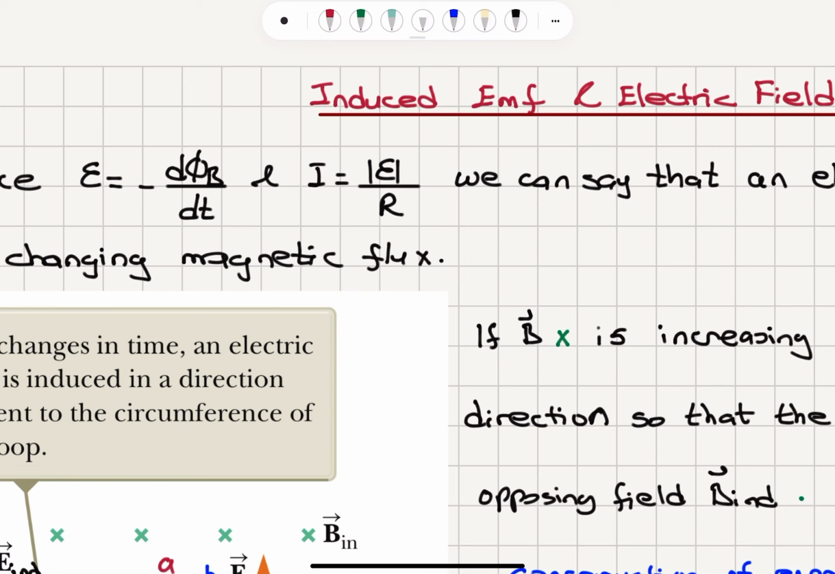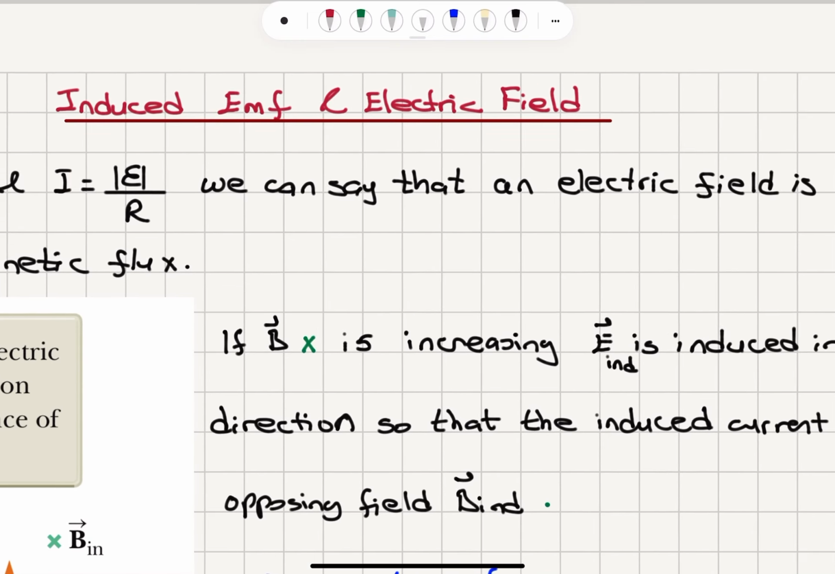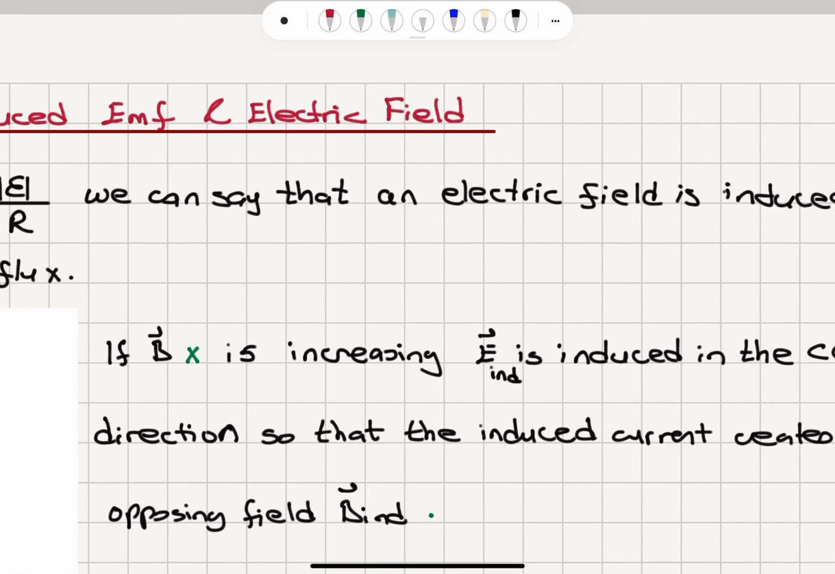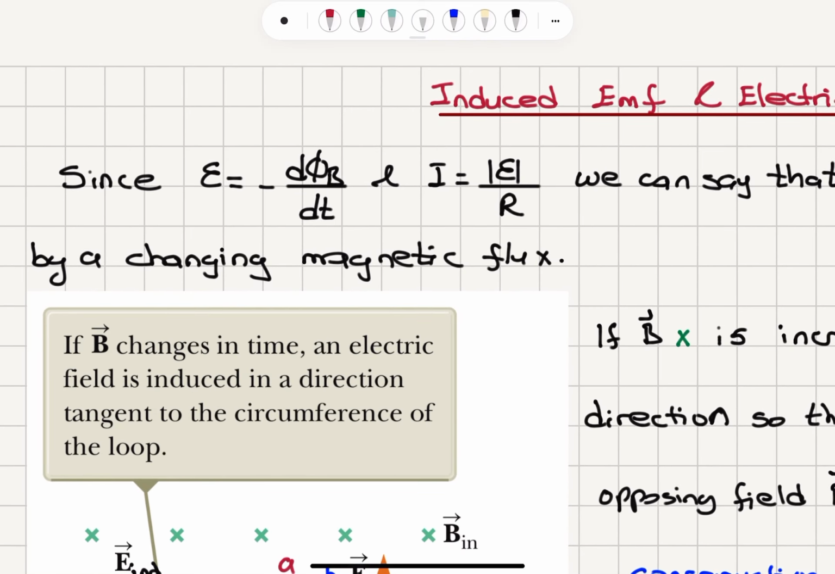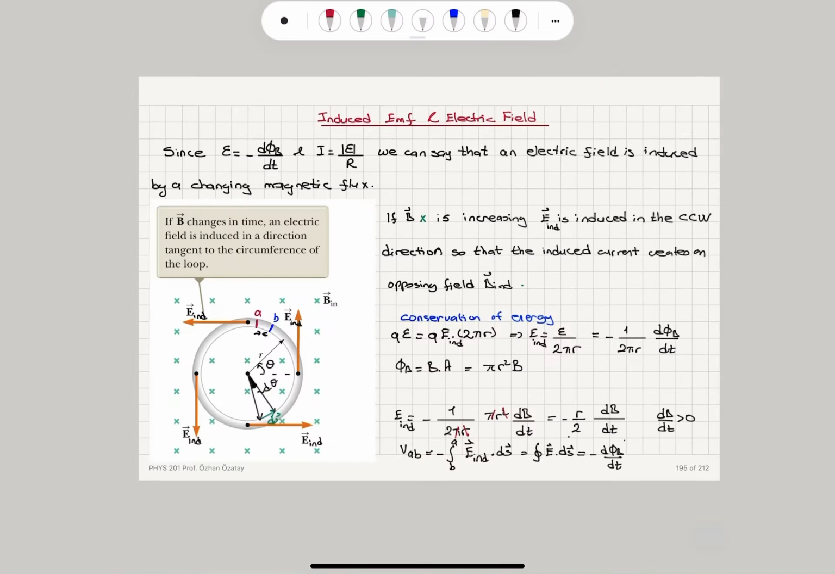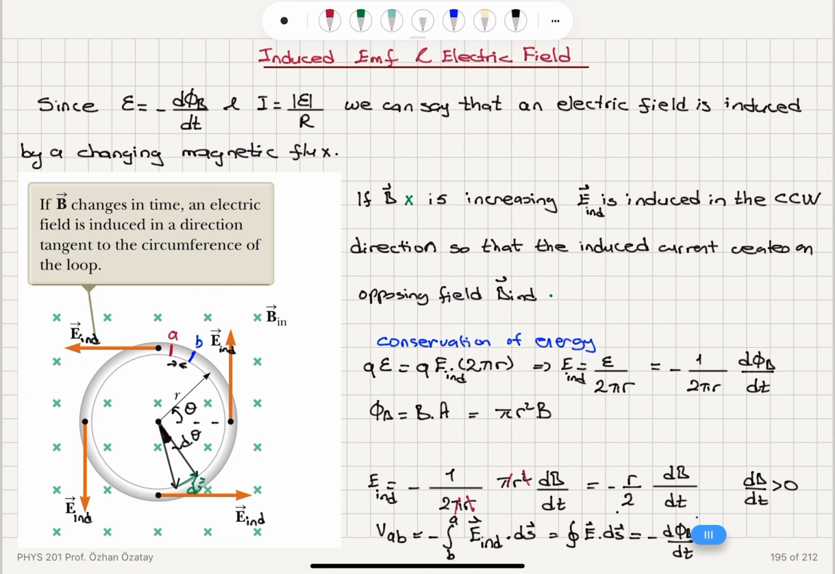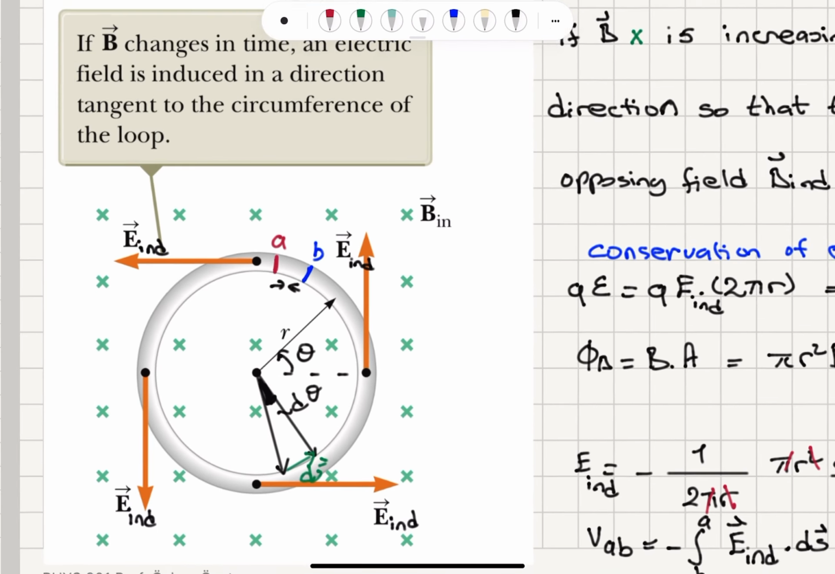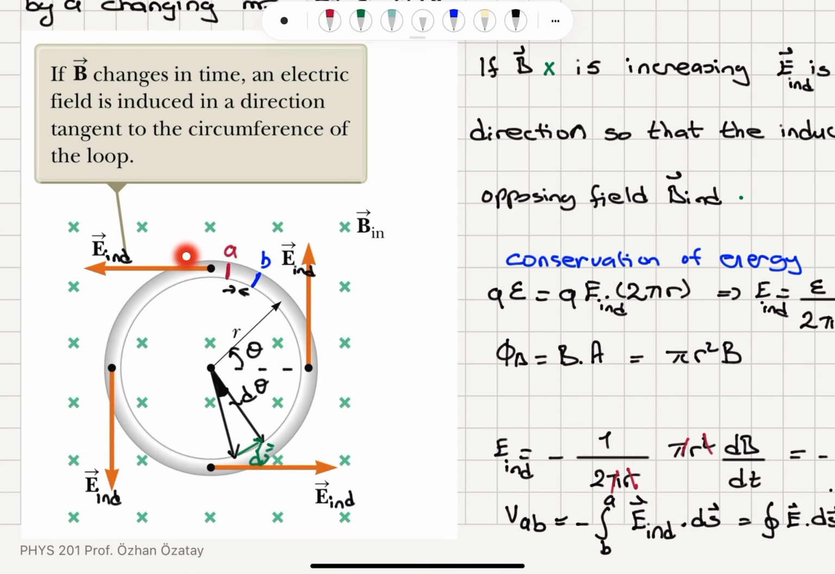Well, why do we have a current? Because we have an induced electric field. So we can say that an electric field is induced by a changing magnetic flux, and the induced current flows in the direction of the induced electric field. For example, if we have this loop of wire, and if B changes in time, an electric field is induced in a direction tangent to the circumference of the loop.